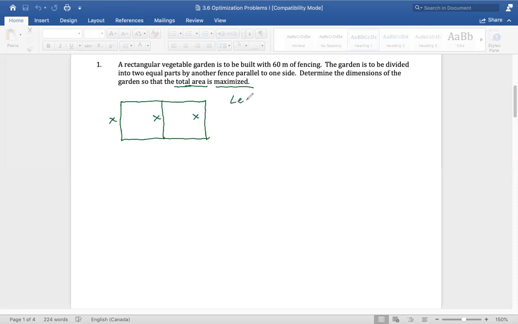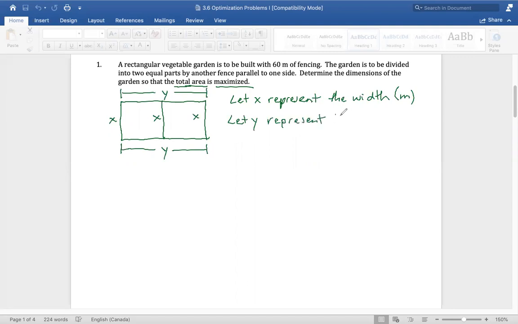So let's say let X represent the width of the garden, obviously, but I'll just say the width, and that would be in meters, right? Include your units. So then the length is going to be all the way from one side to the other, and all the way from one side to the other. Let Y represent the length in meters as well.